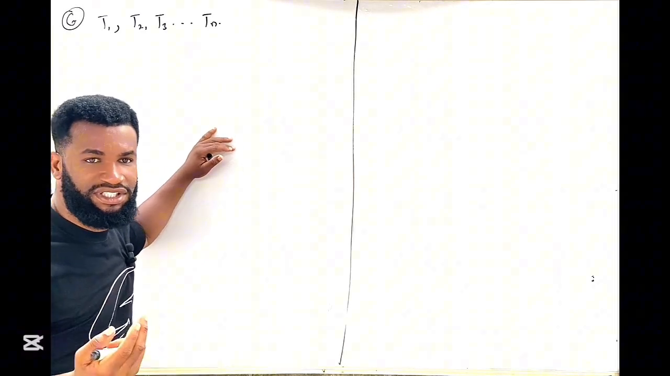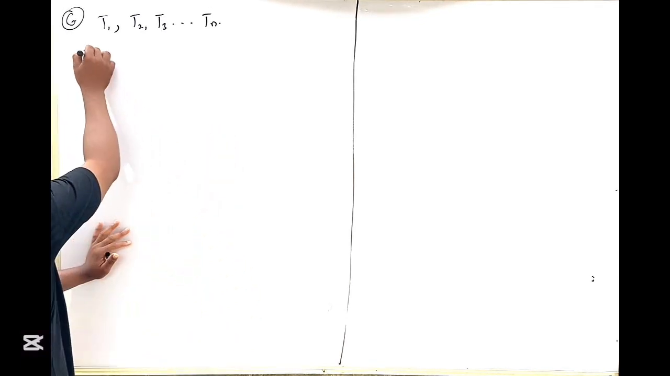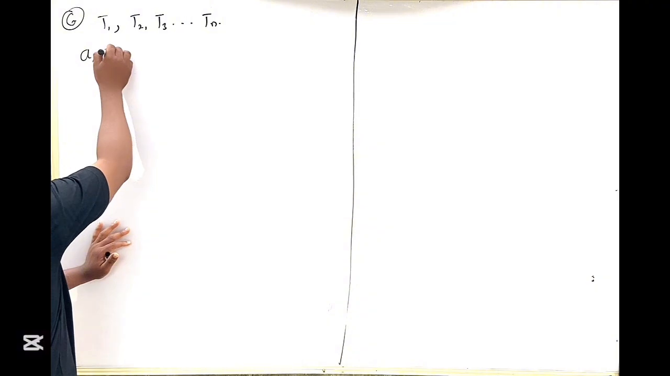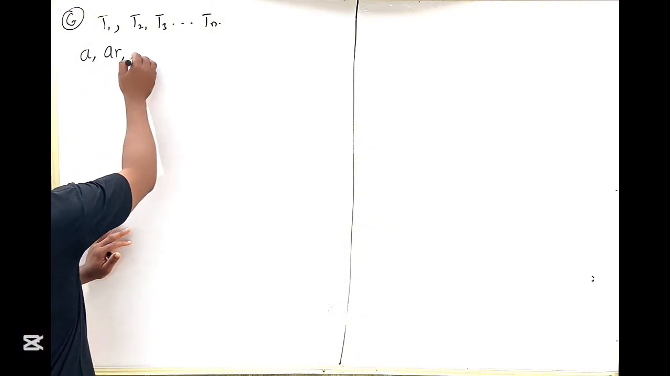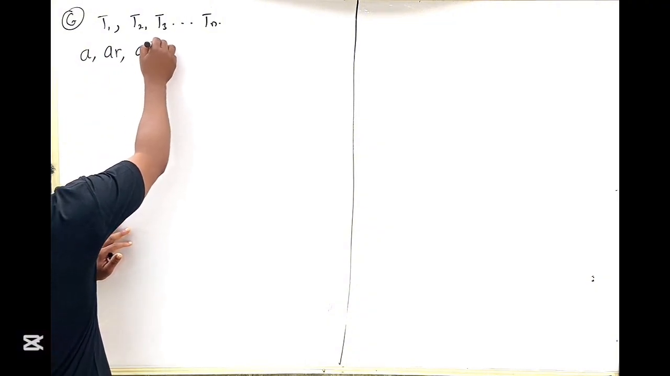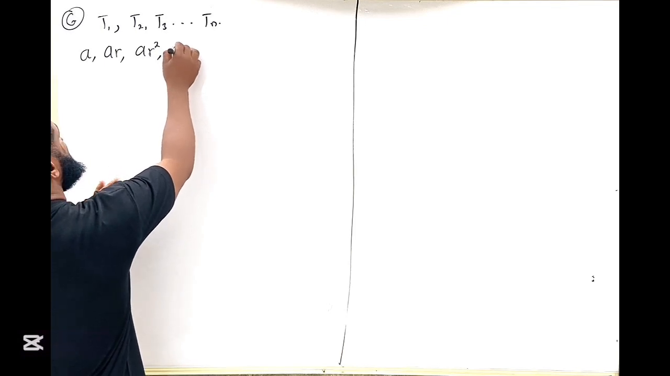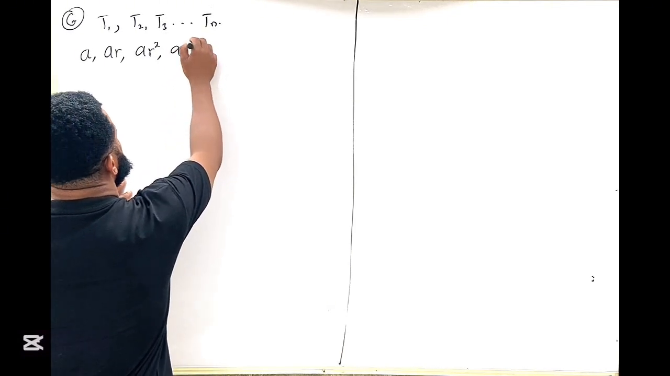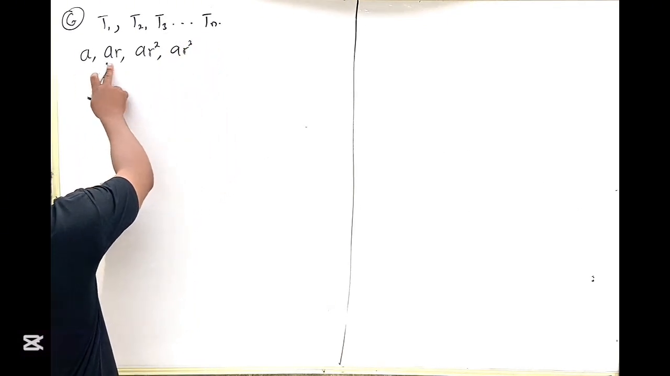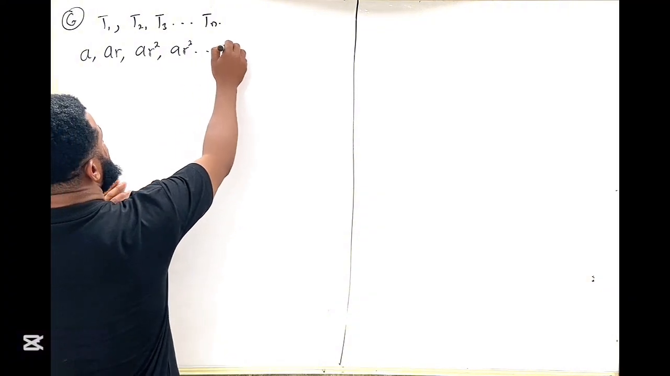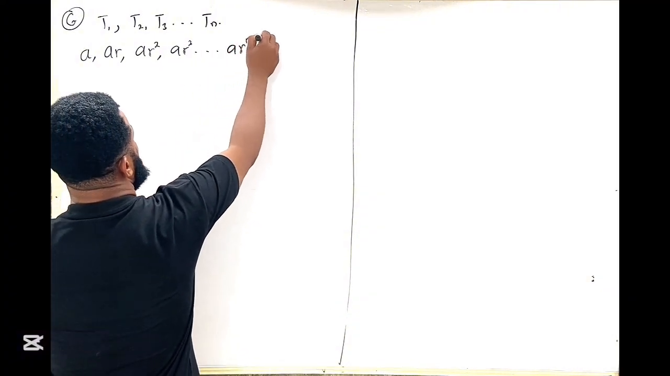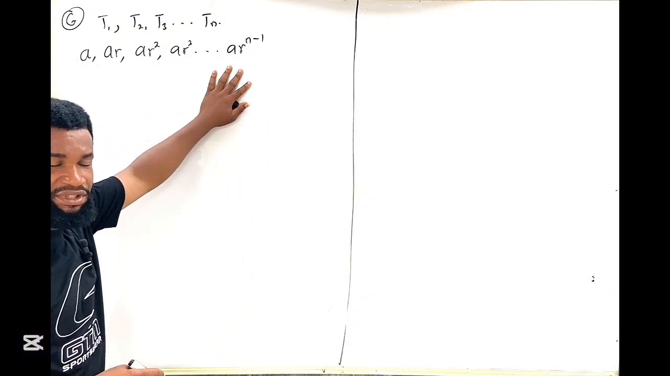Sometimes they don't use this term. Some people will say the first term of a GP is A, second term is AR, then third term is AR raised power 2, and fourth term is AR raised power 3. First term, second term, third term, fourth term, and then so on and so forth. You have AR raised power n minus 1. So this is how a GP is.